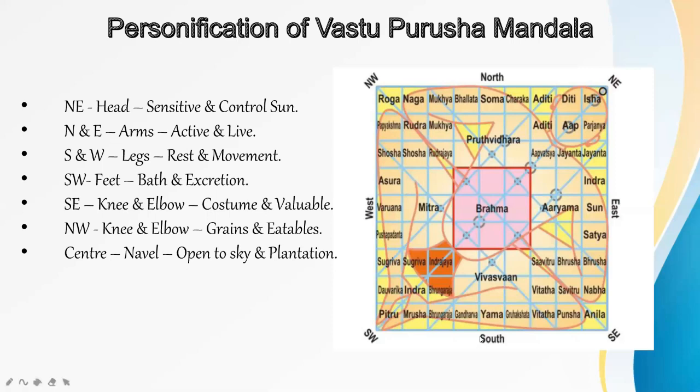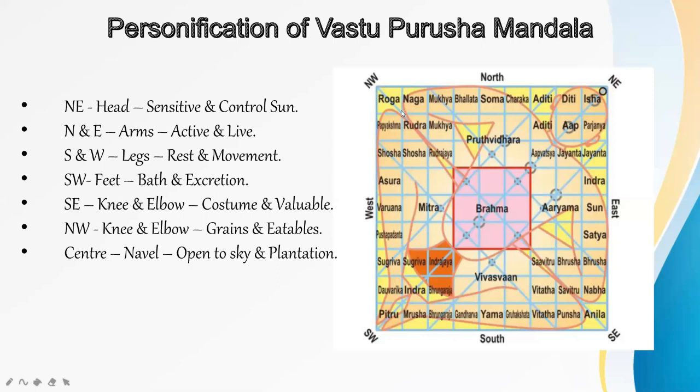Then we have our south and west, which are the legs, which means rest and movement. It is the best location for the bedrooms. Then we have our southwest direction, which has the feet, which is suitable for bath and excretion. Then we have our southeast, the knees and the elbows. It is the best location for the costume and valuable things.